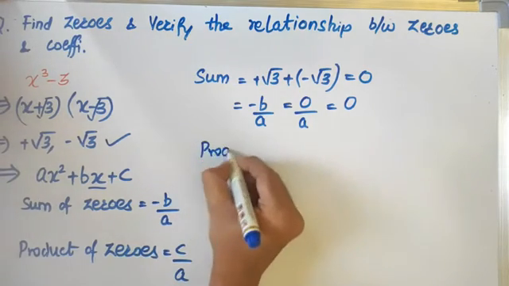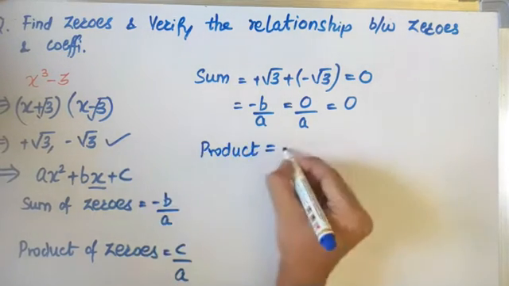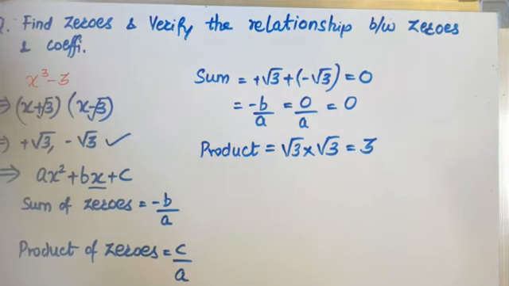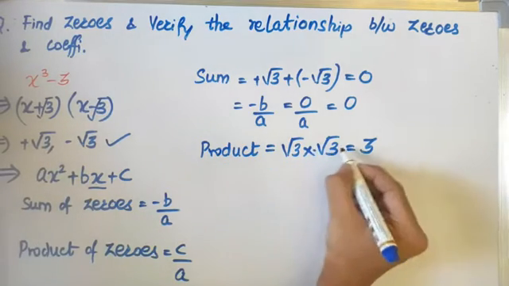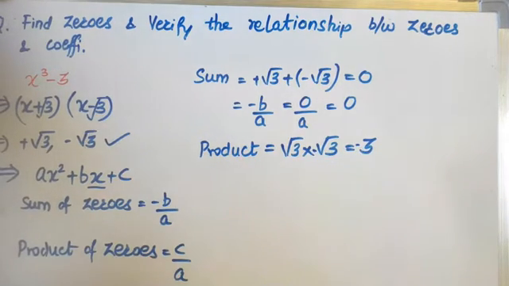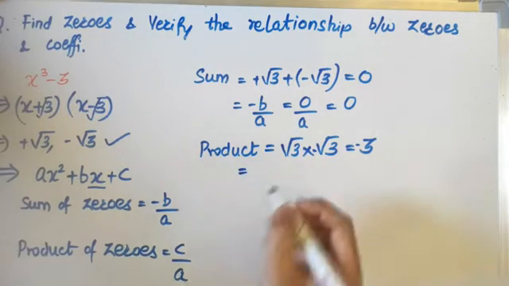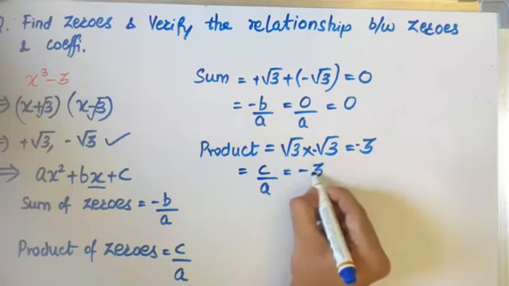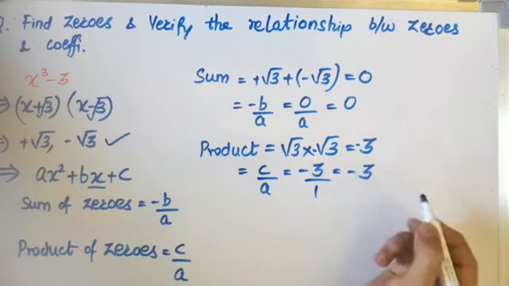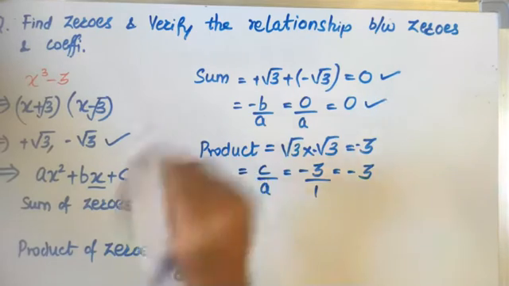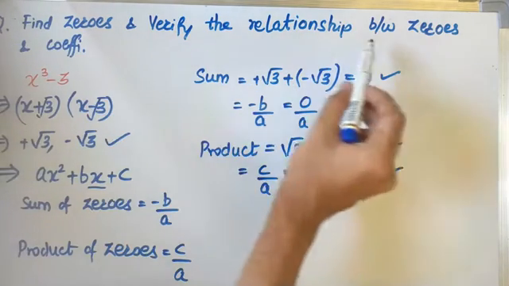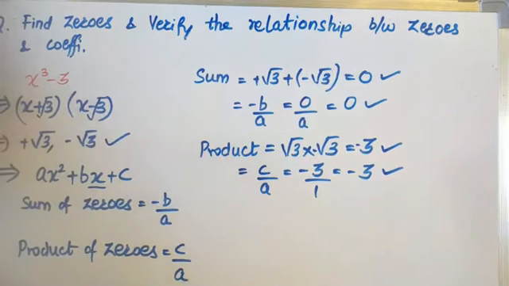Product of zeros: root 3 into root 3 will become 3, and there is a minus sign here, so the product will be minus 3. By using c by a, c is minus 3, a is 1. So we have verified the sum relation, we have verified the product relation. So this is one type of question where we have to find out the zeros and verify the relationship between zeros and the coefficients.